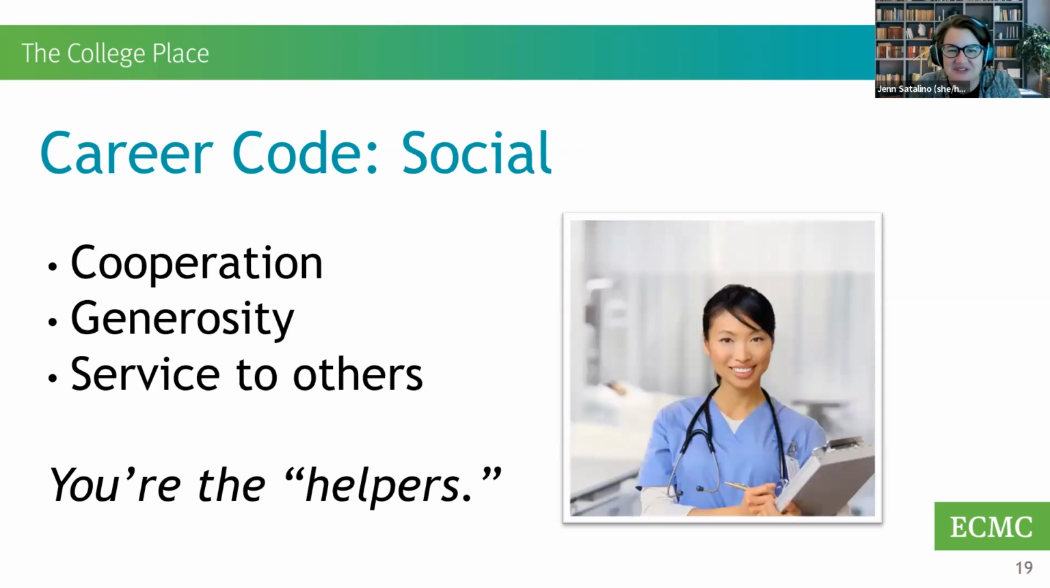Next is social. Social people like to work with other people. They're drawn to close relationships. They just like interacting. You are more likely to be cooperative, sociable, understanding, tactful, friendly. People might describe you as a warm person. You care about the feelings of the people around you. So you're our helpers.